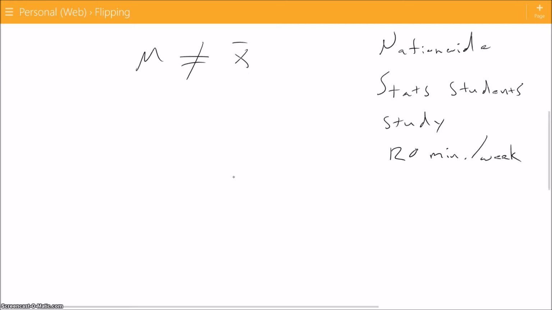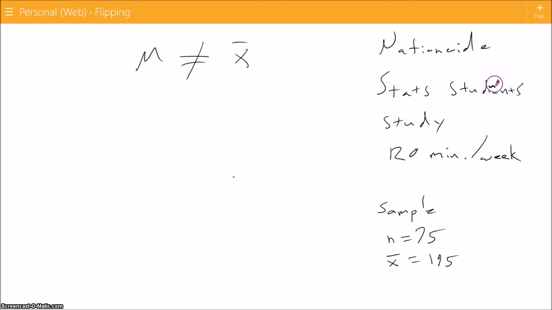Let's say that we've got a sample of, let's say I've got 100, or excuse me, I've got 75 students, and in the sample of 75 students, their average is only 115 minutes. Okay, again, this up here, the 120 is our mu. That is for the whole population. This is just for a sample.